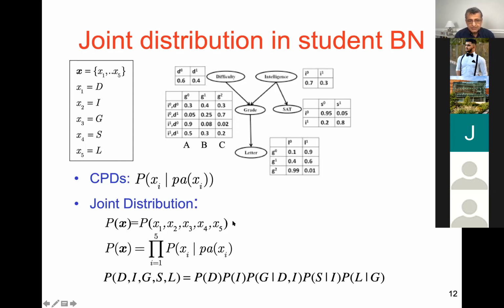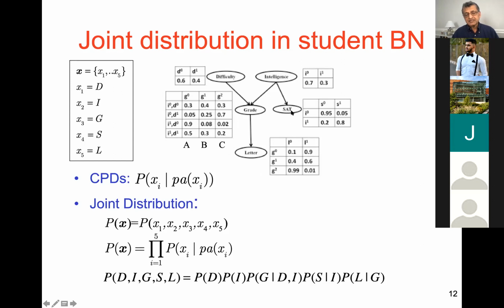The joint distribution of all the 5 variables can be obtained as a product of these conditionals, xi given parent of xi. And so you can calculate the probability of any given setting for any of these variables using the joint distribution. The joint distribution in this case, with D, I, G, S, L as the variables, is P of D times P of I times P of G given D, I, S given I, and then L given G, right? So this is a joint distribution. We say this is a Bayesian network.